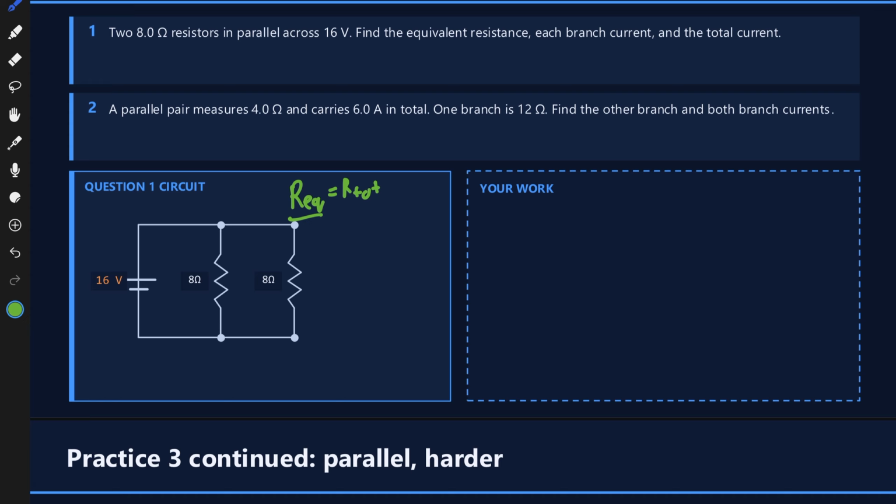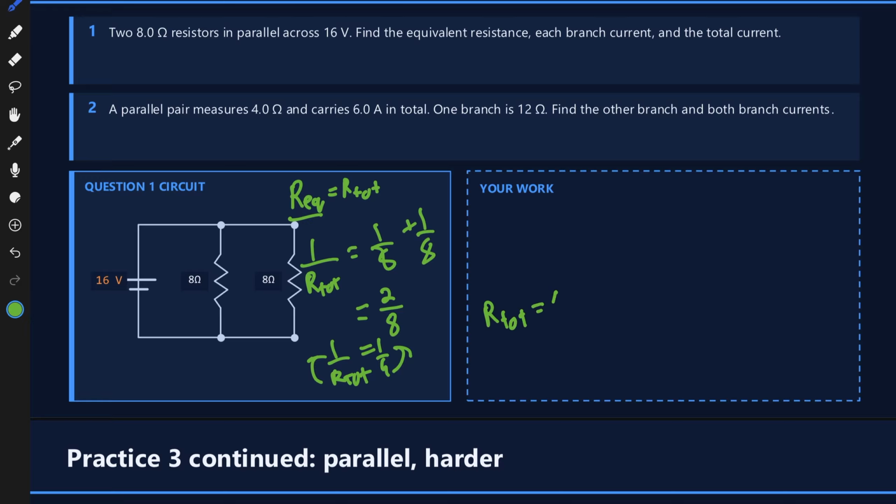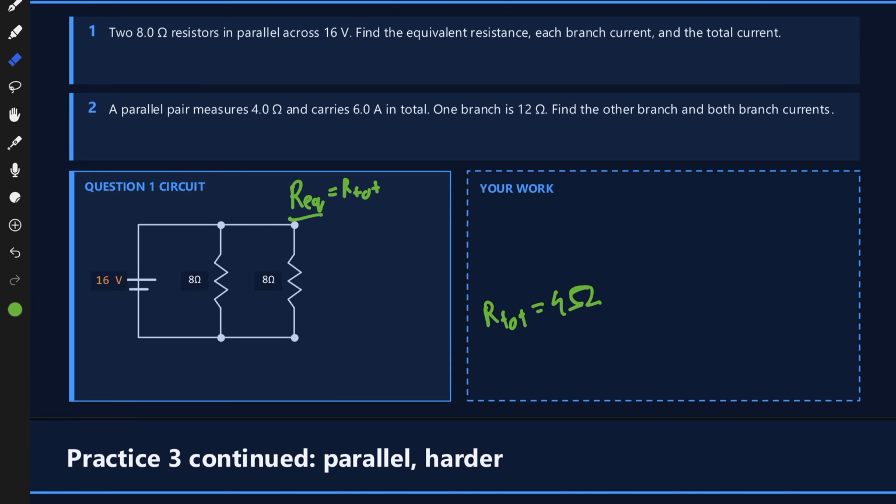Okay. So 1 over R total is 1 over 8 plus 1 over 8, which is 2 over 8, which is 1 over 4, right? And you can flip both of these. R total is 4 ohms. Okay, that's your equivalent resistance.